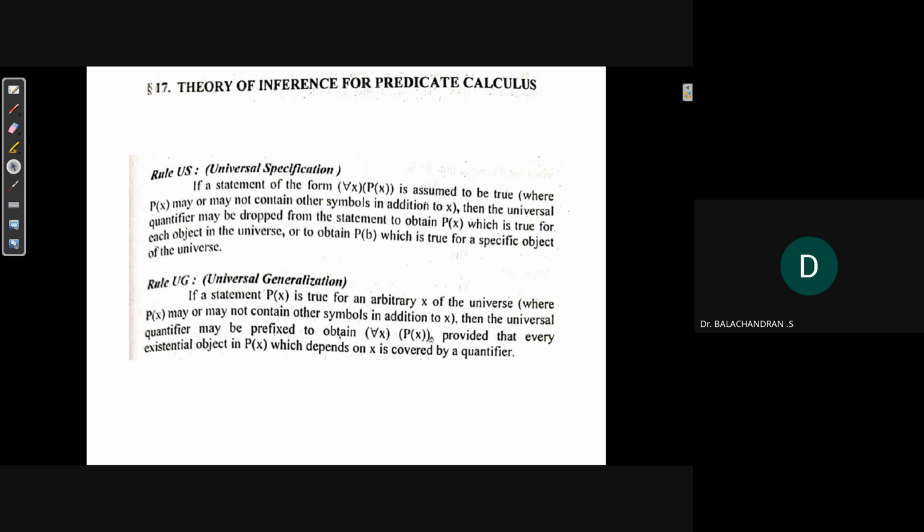The only thing is we should check the existential quantifier which contains P of x. You should write that statement already before this, provided that every existential object in P of x which depends on x is covered by a quantifier. We will discuss this in the problem.